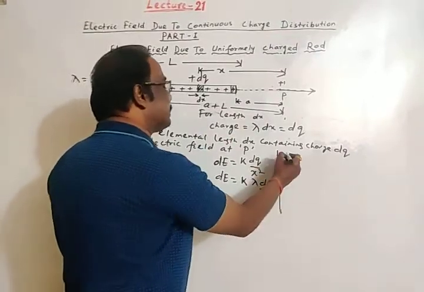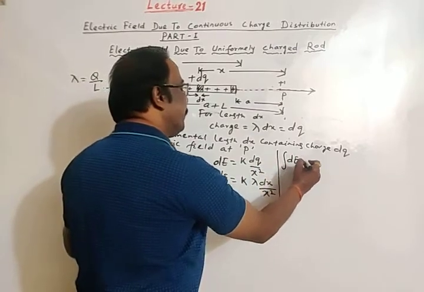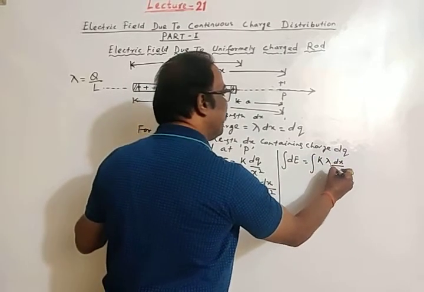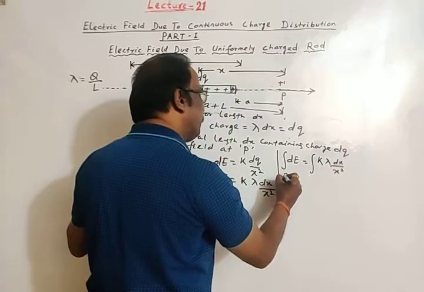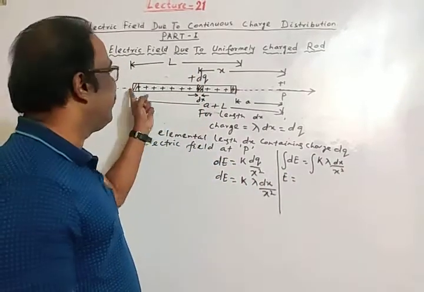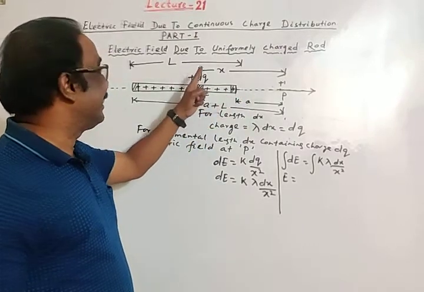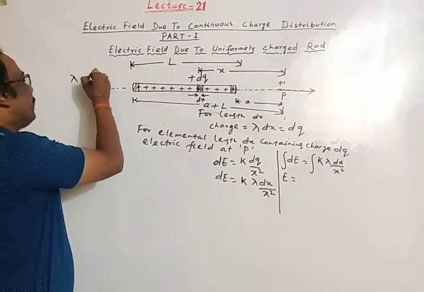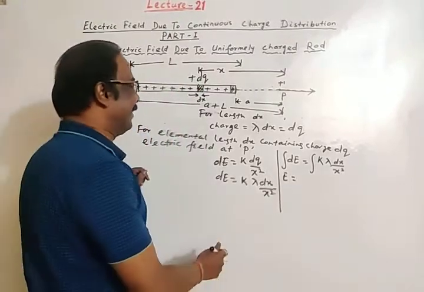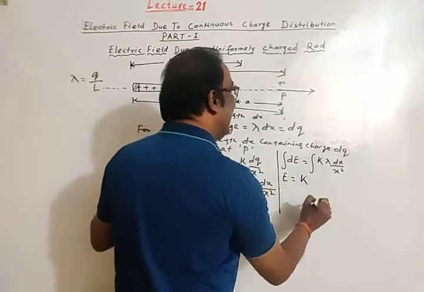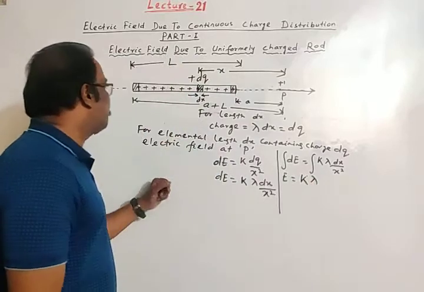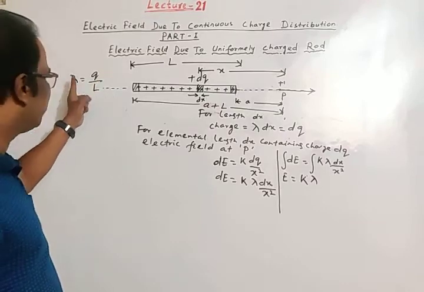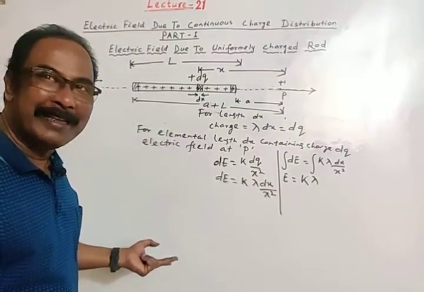Let's integrate both sides. Integration of dE is equal to integration of k lambda dx divided by x square. Then integration of dE is the total electric field due to the whole length of the rod containing charge q. Let's take this as small q because we have taken dq, small q. Then k is constant. Uniform charge density is also constant. Total length is constant and total charge is constant, so linear charge density lambda is constant.